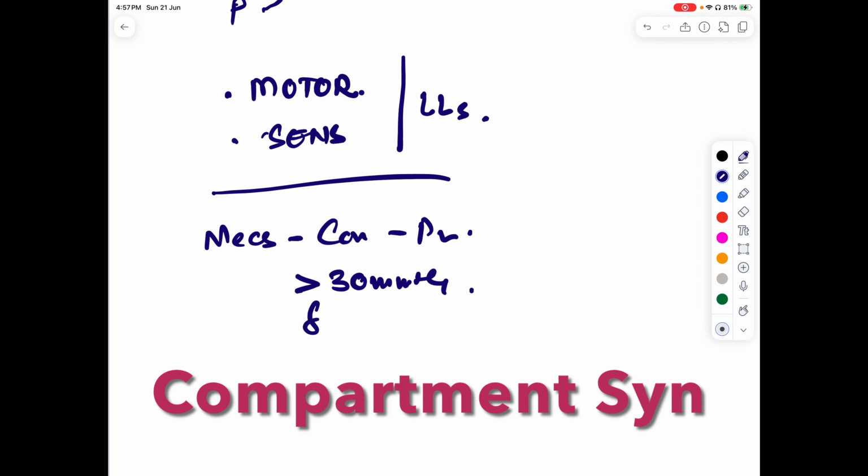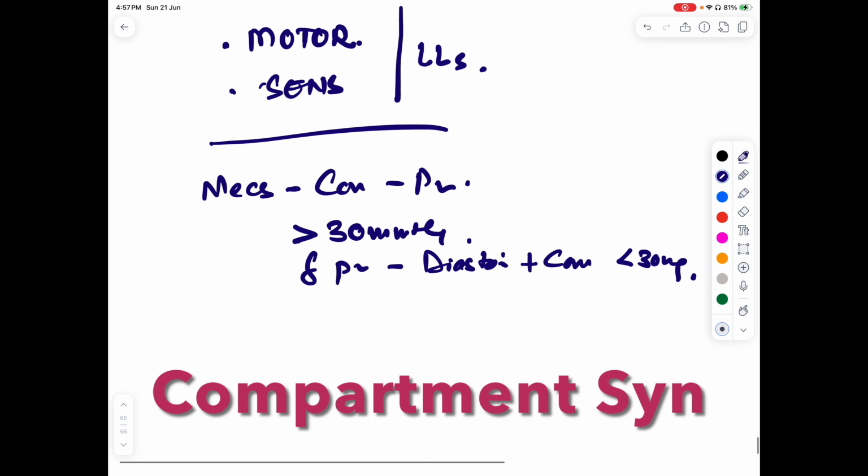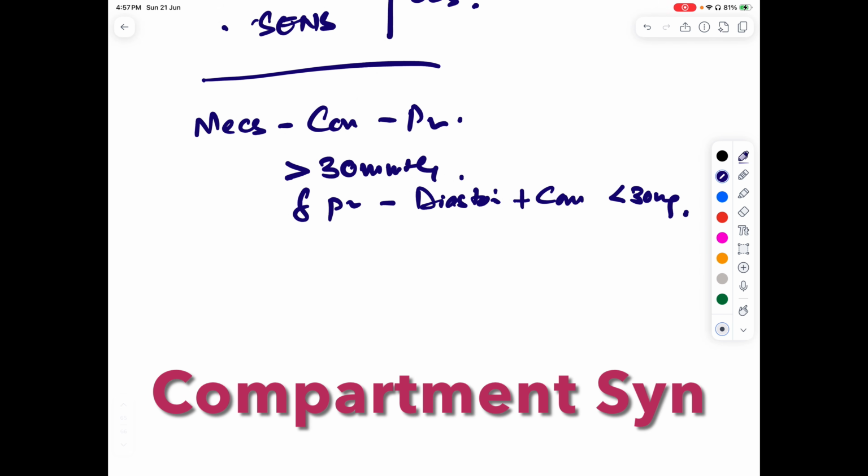The delta pressure is the difference between diastolic pressure and compartment pressure, and if it is less than 30 millimeter of Hg, it indicates compartment syndrome. Absolute pressure is the normal general pressure. If the difference between the diastolic pressure and compartment pressure is more than 40, it is not compartment syndrome. Clinically, what is normal compartment pressure? Normal compartment pressure is 0 to 15. Absolute means 30, and then the difference from diastolic.